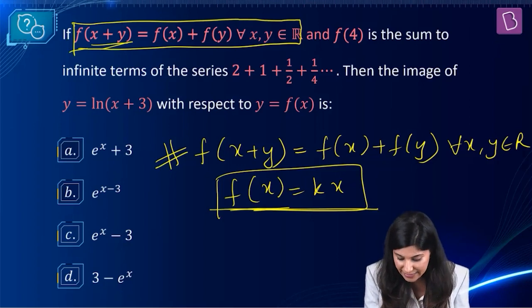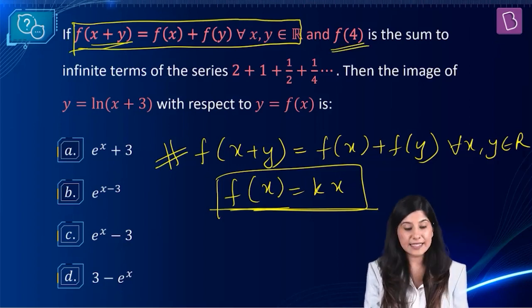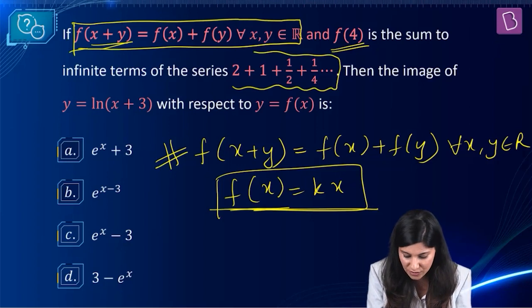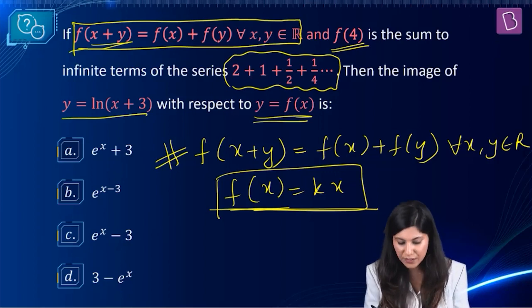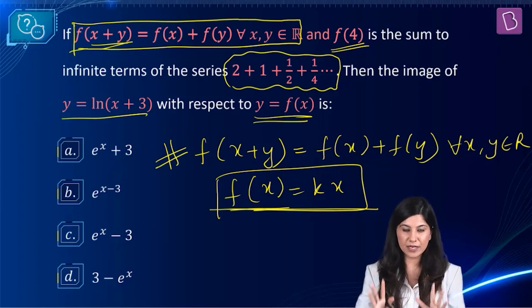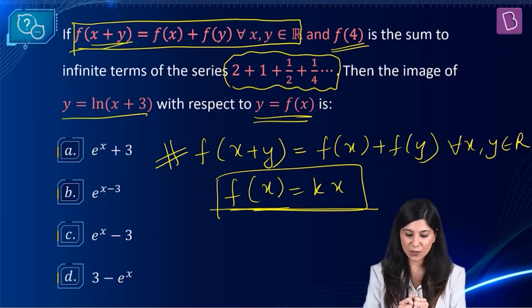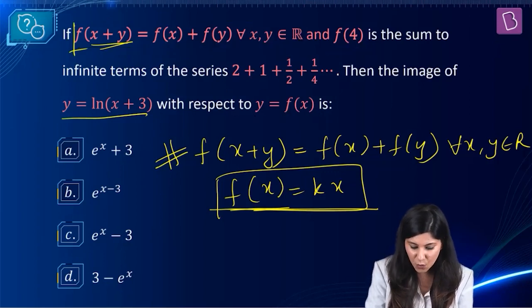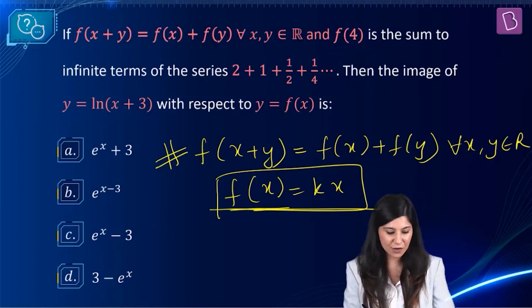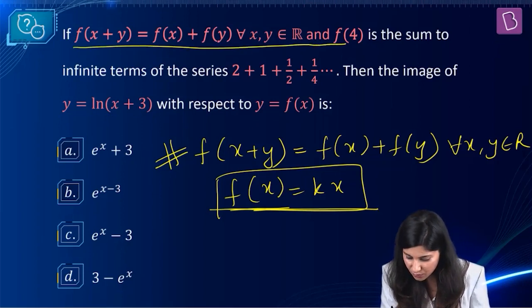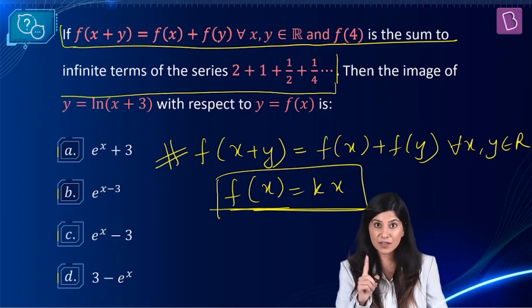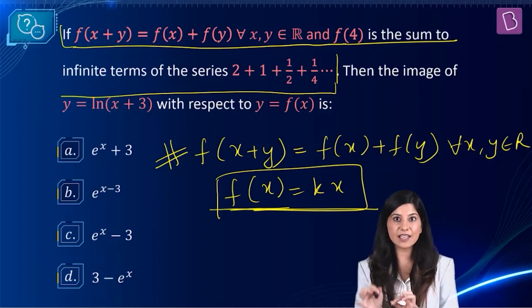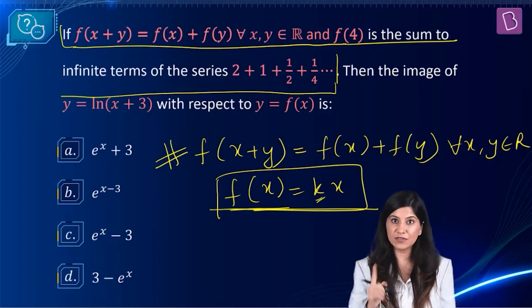Alright. Now next part is given as f of 4 is the sum of infinite series, which is this. Then we need to figure out the image of this particular curve with respect to y equal to f x. Alright, hold on. So many things going on in this question. What we need to do is go one by one. First of all, we need to figure out what is this function f of x by the first half of this question. This is the first half, right? By first half of the question, we need to figure out the exact f of x. That means along with the value of k.